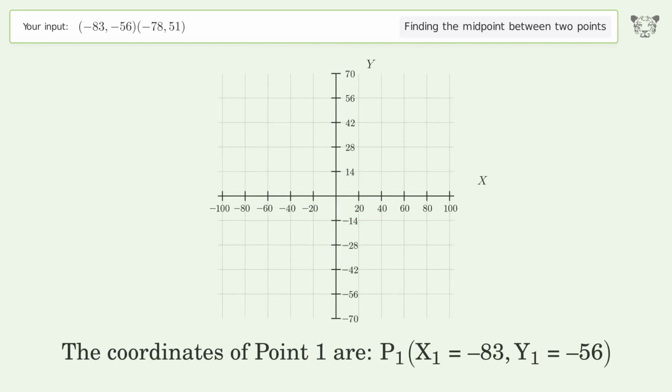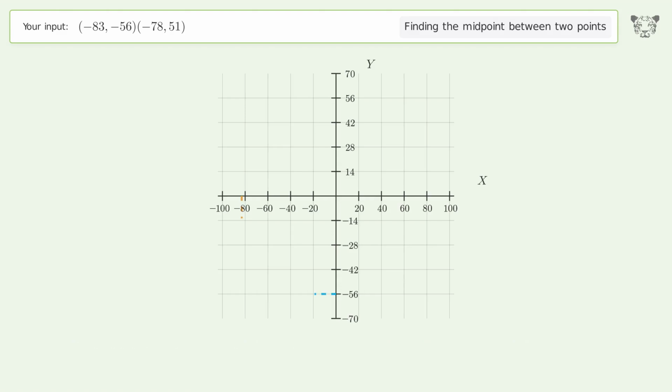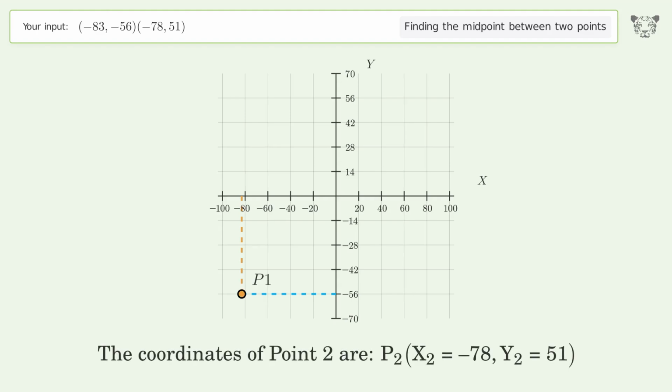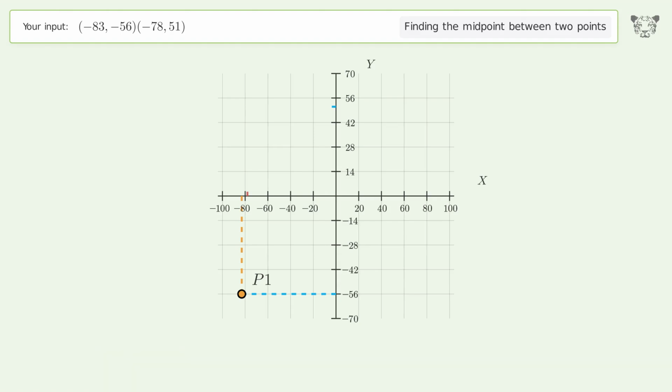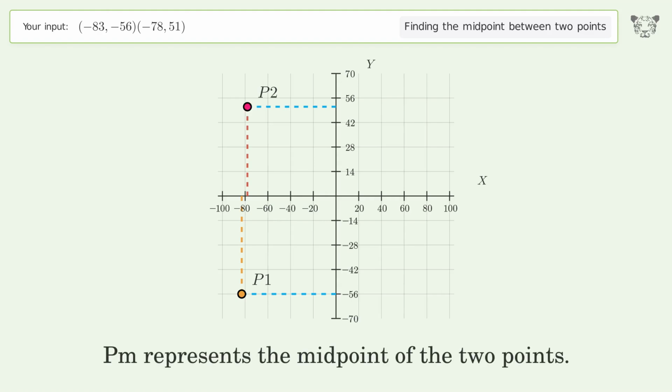The coordinates of point 1 are, x1 equals -83, y1 equals -56. The coordinates of point 2 are, x2 equals -78, y2 equals 51. PM represents the midpoint of the 2 points.